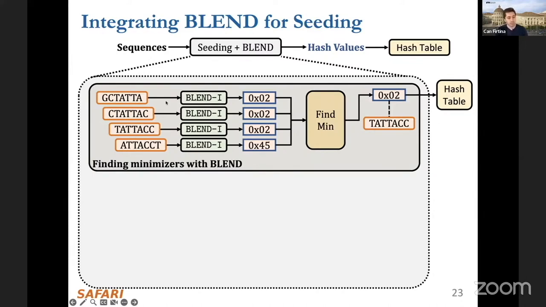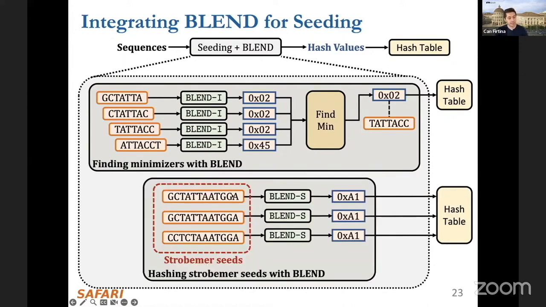By doing so, we enable generating the same hash value for highly similar seeds. And if there is another sequence with similar seeds, then it is also likely that we're going to generate the same hash value, although the seeds may differ from each other slightly.